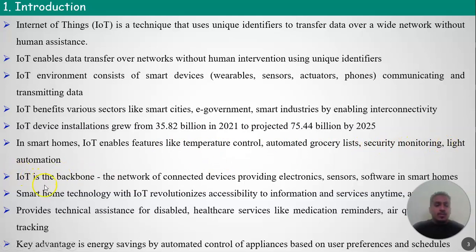In a smart home, the IoT enables features like temperature control, automatic grocery lists, security monitoring, and light automation. The IoT is the backbone in the network of connecting devices, providing wide electronic sensor software in smart homes. Smart home technology with the IoT revolution makes information and services accessible anytime, anywhere. It also provides technical assistance for the disabled and healthcare services like medication reminders, air quality, and activity tracking. The key advantage is energy saving by automated control of appliances based on a user's preference schedule.